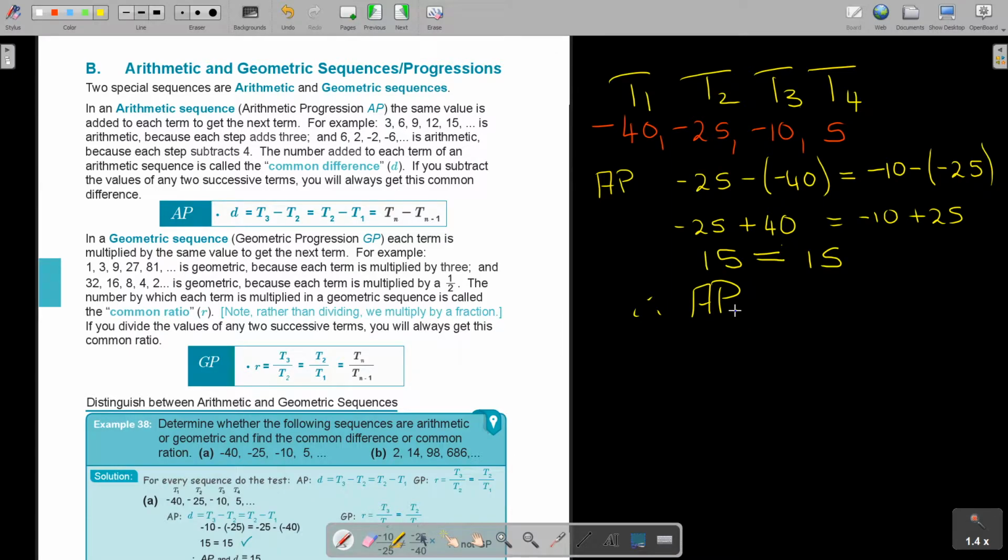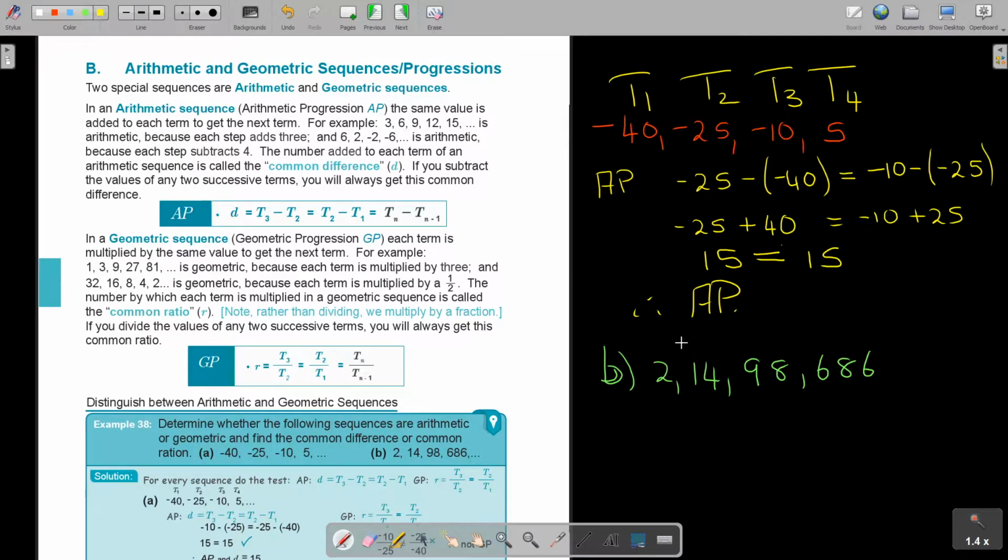But if you were testing a GP, you would have said, okay, negative 25 divided by negative 40, negative 10 divided by negative 25. That would not be equal, so therefore it's not a GP. So always, first step, test if it's an AP, test if it's a GP. So if I'm going to the next one, and I want to show you in B, again go through the blocks, even if you just look at it and refresh your memory.